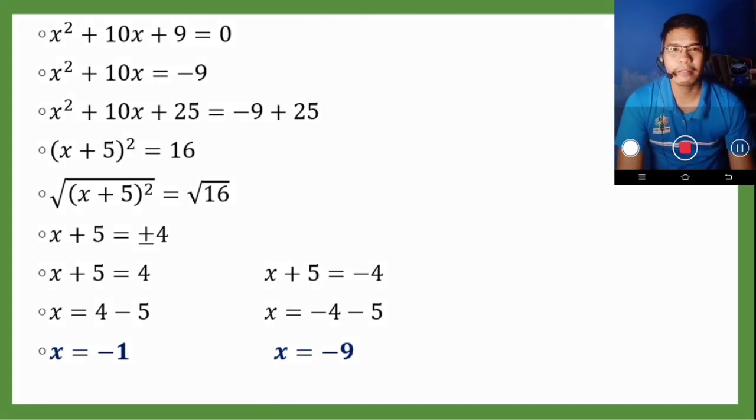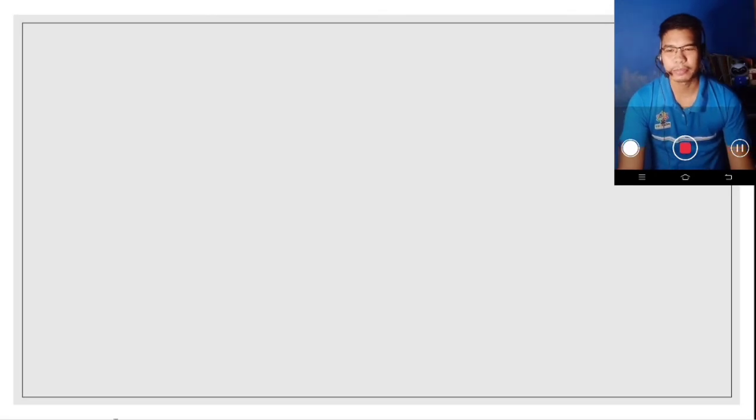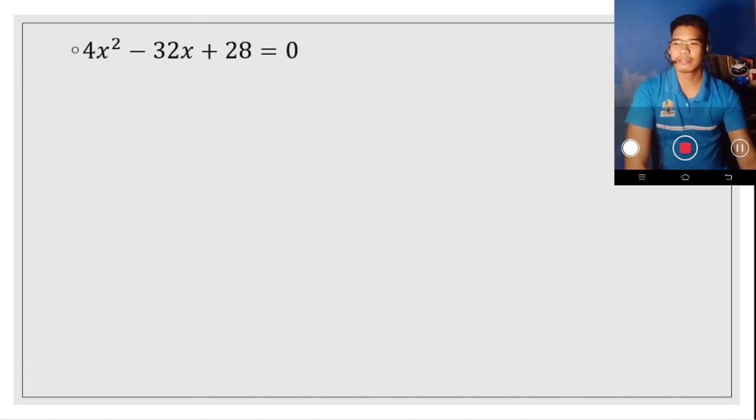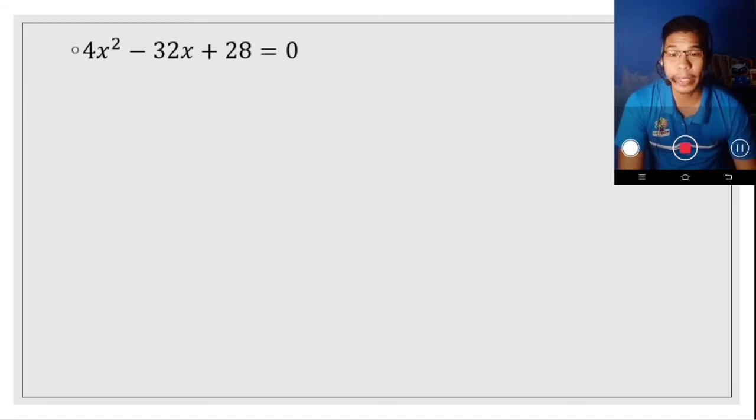Let's have our last example. Okay, so we have here 4x squared minus 32x plus 28 equal to 0. Again, what is the first step?